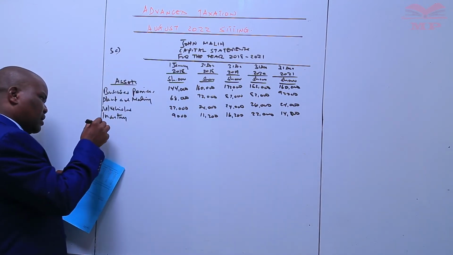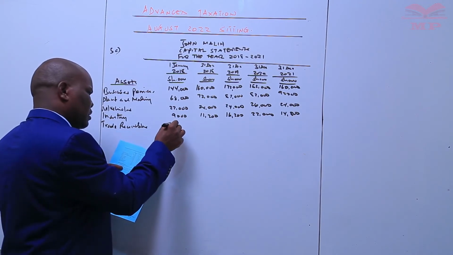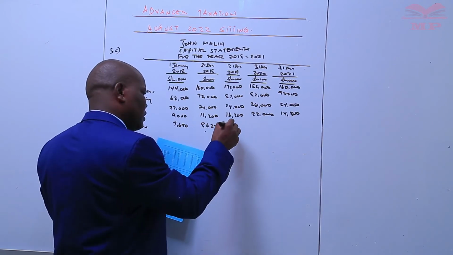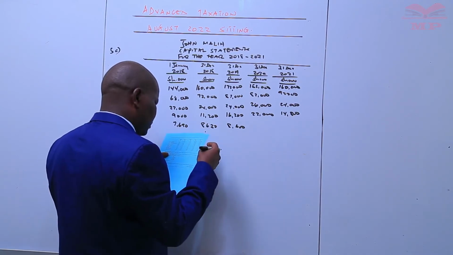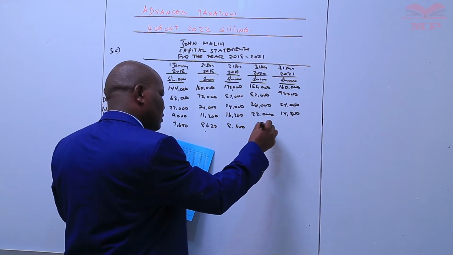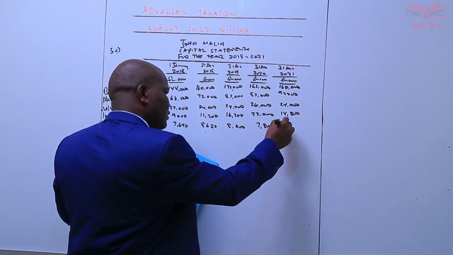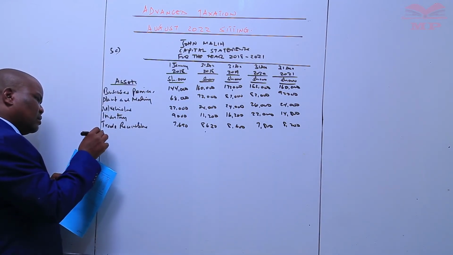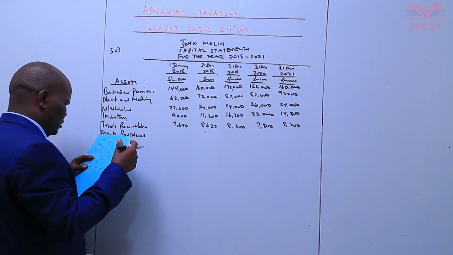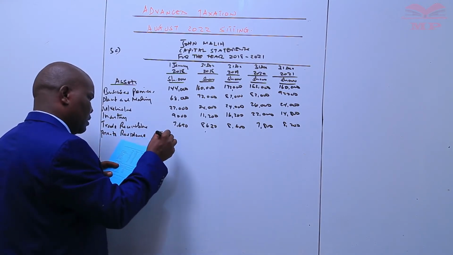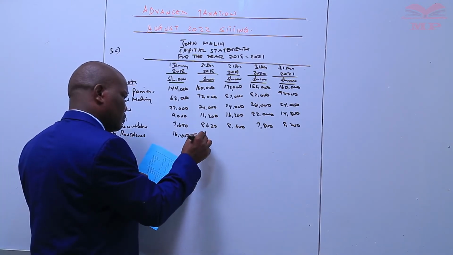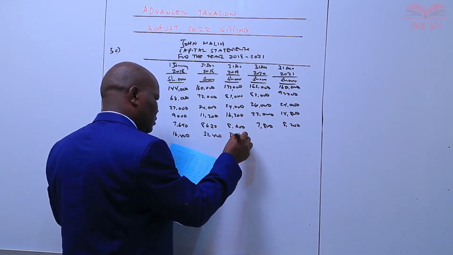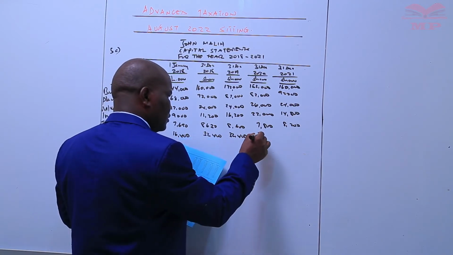Trade receivables are assets: 7,690, 8,630, 8,600, 7,800, and 82. Next we have private residence, an asset: 16,400, 32,400, 32,400 again, through.